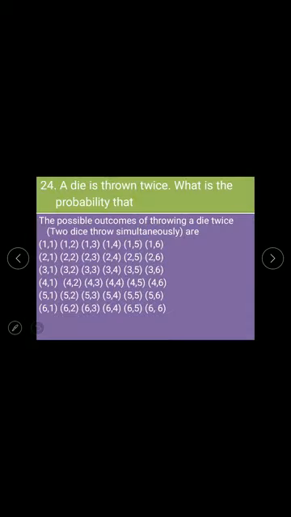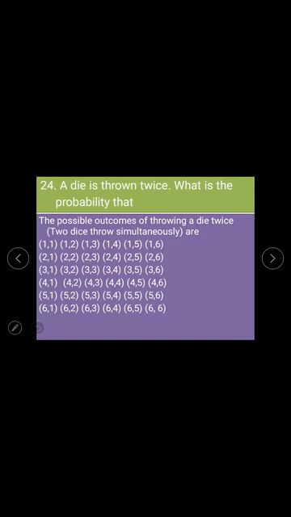Then let us look at the next question. Question number 24. A die is thrown twice. What is the probability that he will win? When it is thrown the same way, just imagine you are taking 2 dice, or 2 of you are standing together and throwing the die. Both of you are throwing together.